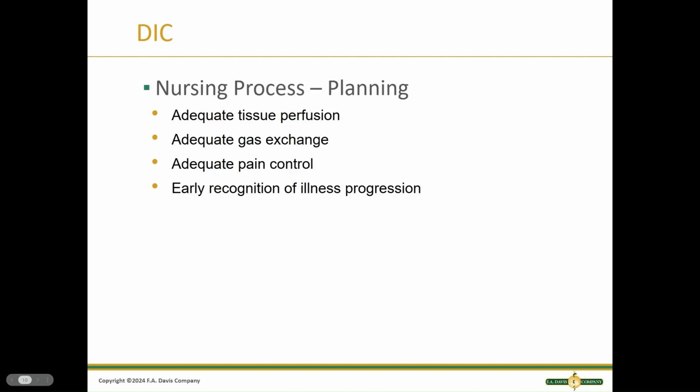With our planning process, we want to make sure our patients are getting adequate tissue perfusion, that we're maintaining adequate gas exchange, so we're going to be checking those ABGs, making sure they're perfusing. Adequate pain control, because those microvascular clotting and necrosis are very painful to these patients. And then again, early recognition of this illness progression to stop the clotting cascade before it starts.